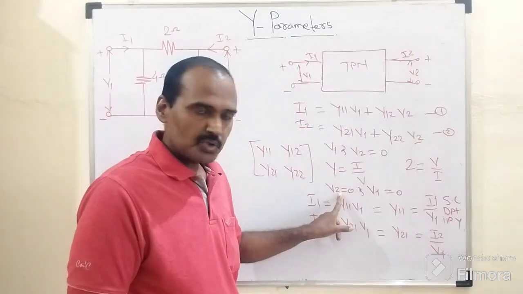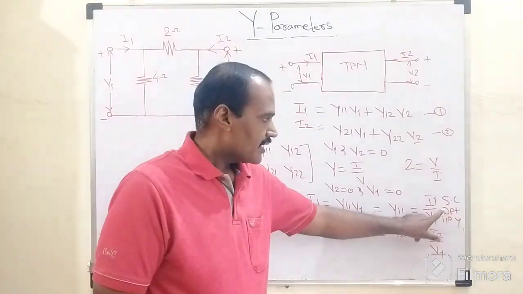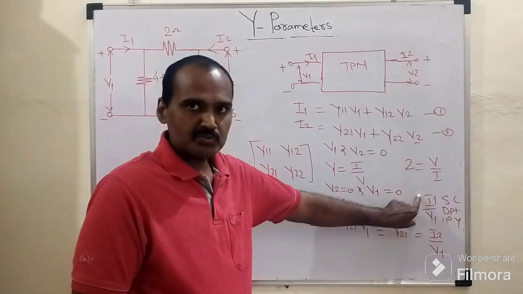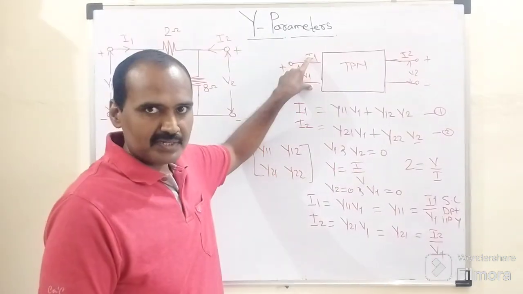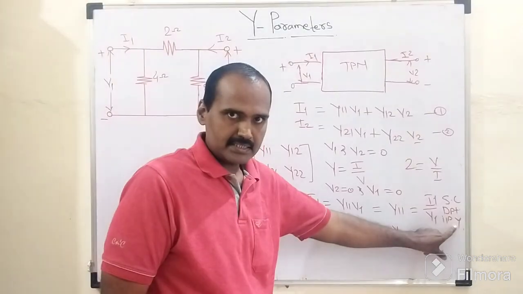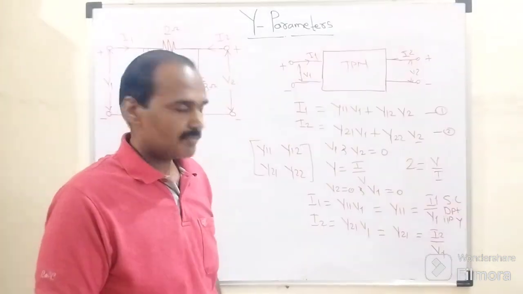When V2 equals 0, that means short circuited. This parameter can be called the short circuited driving point input admittance. Why is it called a driving point? Because both these parameters belong to the same port. As we have I1 and V1, both belong to port number 1.